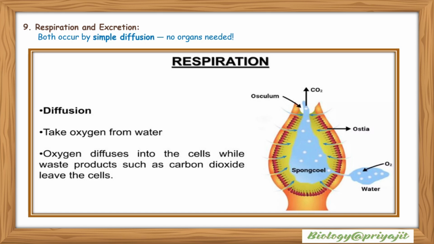Respiration and excretion both occur by simple diffusion, so no organs are needed. So in the case of respiration, what happens? It happens by means of diffusion. It takes oxygen from water and oxygen diffuses into the cells, while waste products such as carbon dioxide leave the cells. This is the basic diagram showing respiration in sponges.